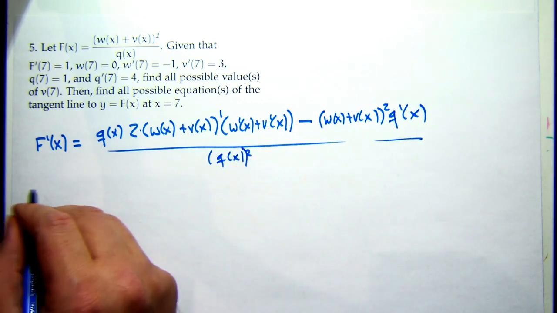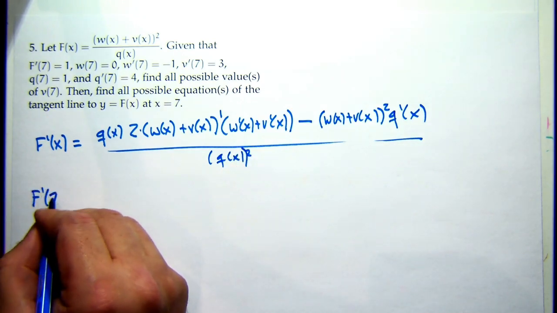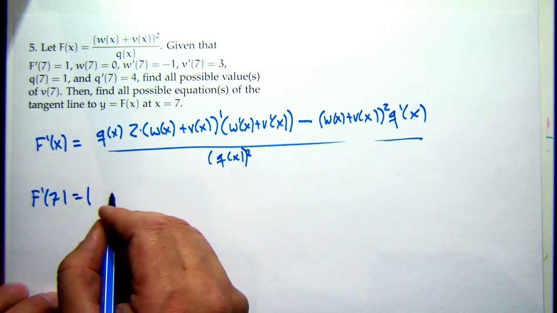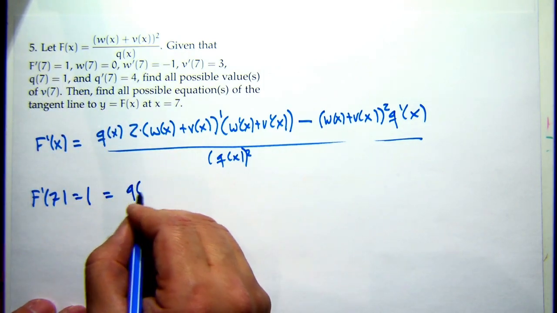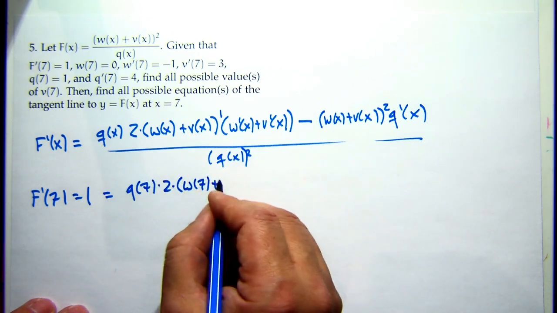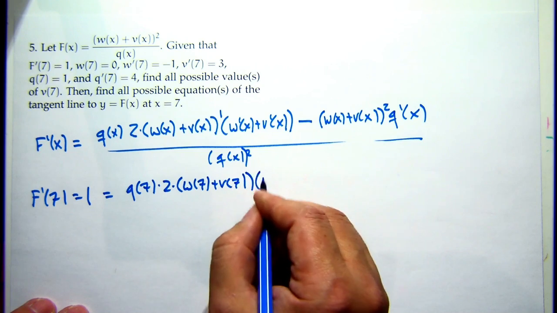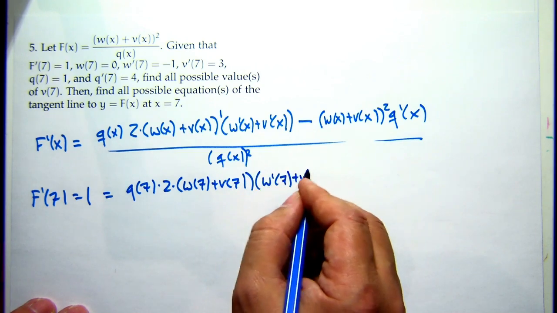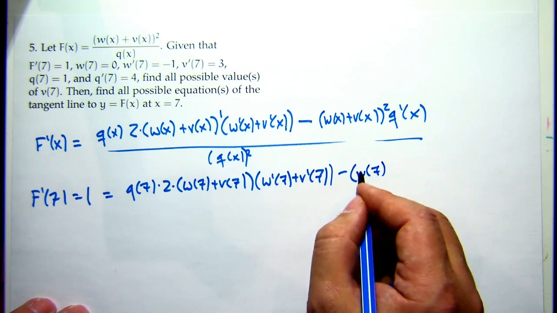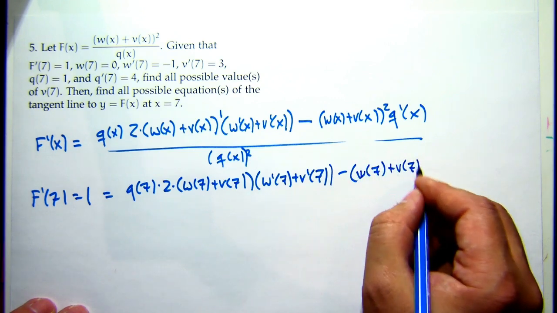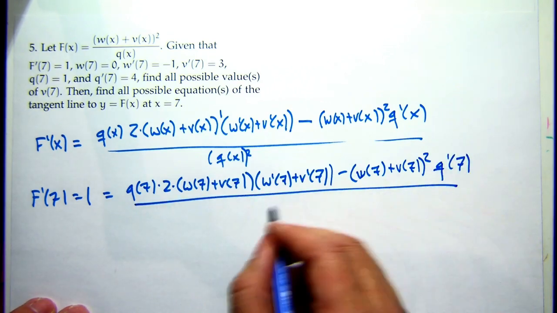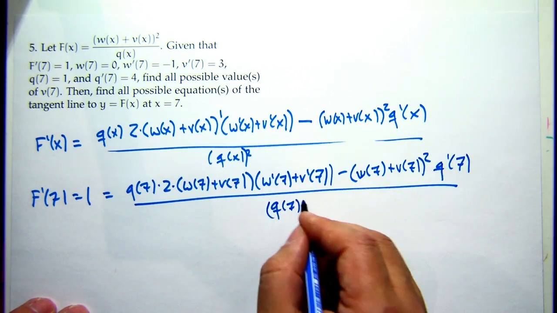Okay? Good. f prime of 7, because I know f prime of 7 is equal to 1. It's also equal to q of 7 times 2 times w of 7 plus v of 7 times w prime of 7 plus v prime of 7 minus w of 7 plus v of 7 squared times q prime of 7 all over q of 7 squared.